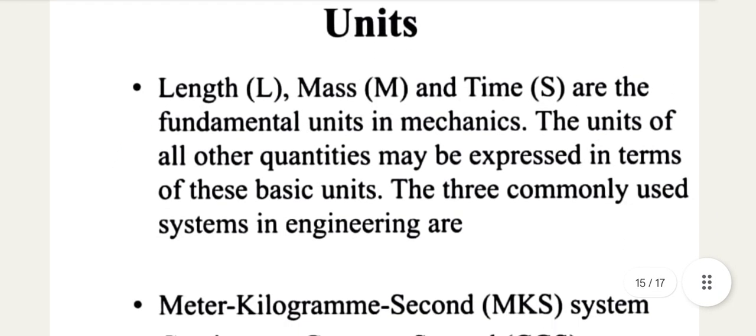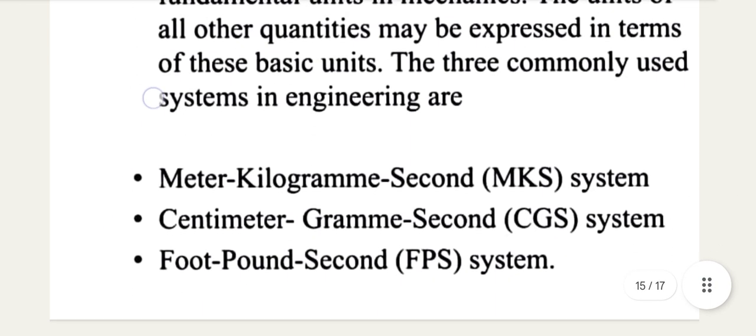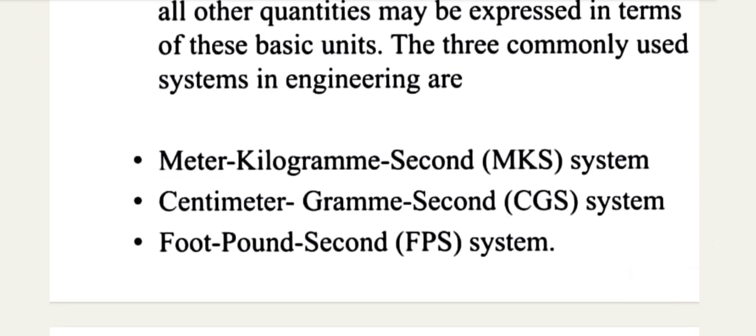Next, units. Length, mass, time are the fundamental units in mechanics. The units of all other quantities may be expressed in terms of these basic units. The three commonly used systems in engineering are the meter, kilogram, second system, centimeter, gram, second system, and foot, pound, second system.